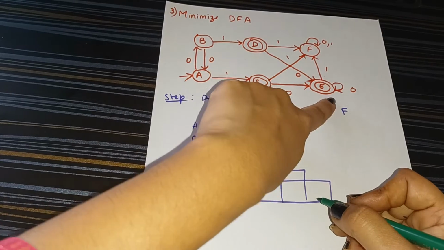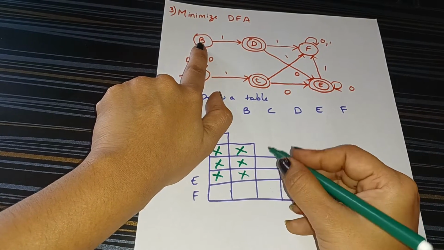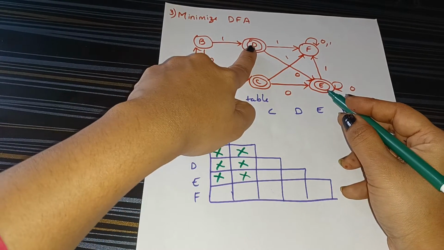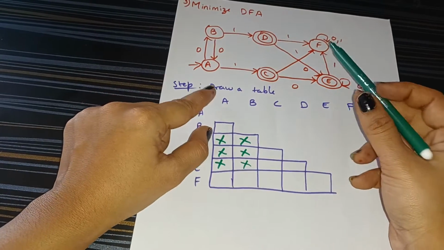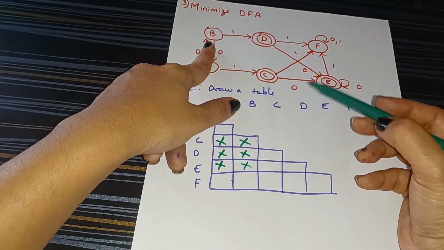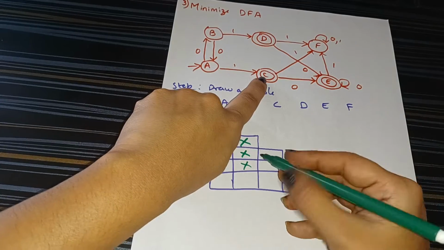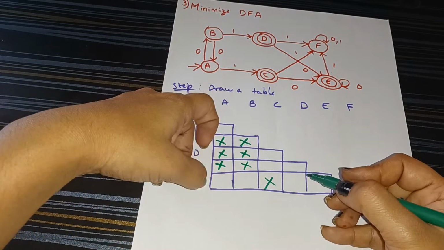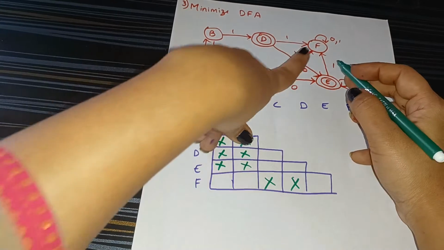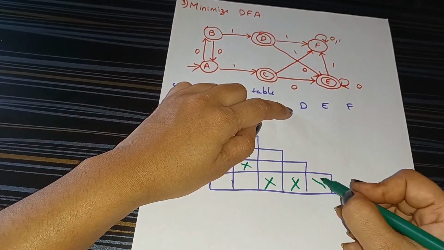EA, E is final, A is non-final, we can mark. EB, final, non-final, we can mark. EC, both are final, so we can't mark. ED, both are final, so we can't mark. FA, both are non-final, we can't mark. FB, both are non-final, we can't mark. FC, C is final, F is non-final, so we can mark. FD, one is final, we can mark. FE, F is non-final, E is final, so we can mark.